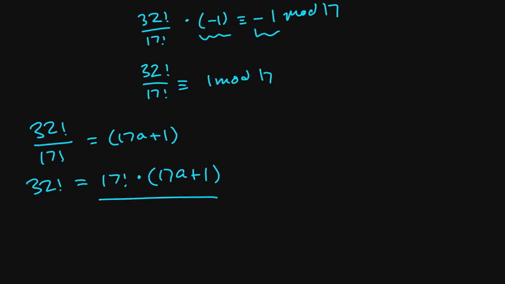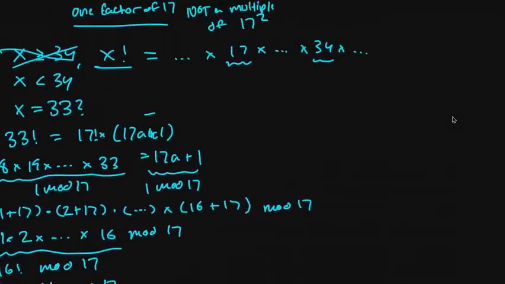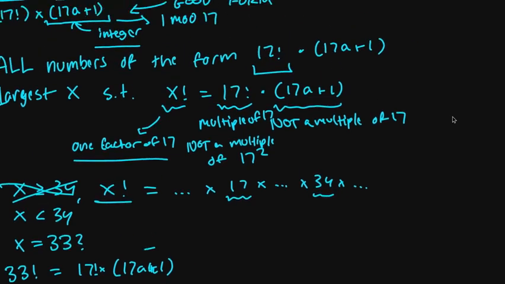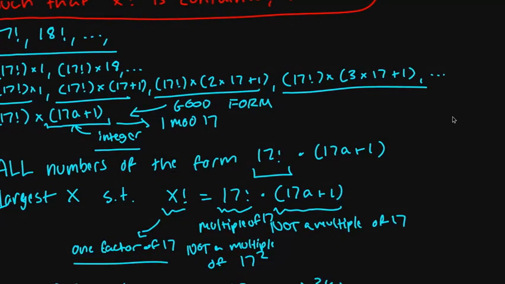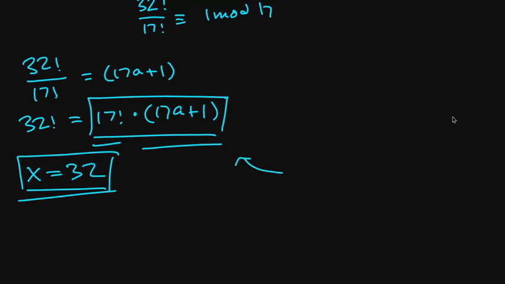This is exactly the form we wanted, right? If we scroll back up, we can see that our sequence contains all numbers of this form right here. This is what we want. So, we note that this is exactly what we found: 32 factorial is of this form. Since we know that 33 does not work, and anything greater than or equal to 34 also does not work, for the reason that now 17 squared divides that, we have that our answer is 32.